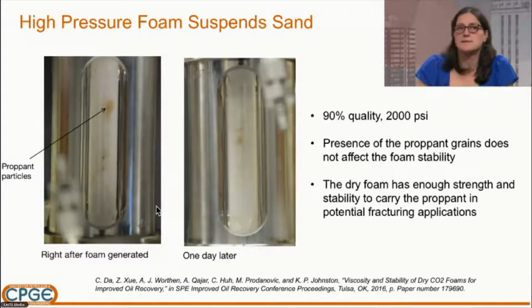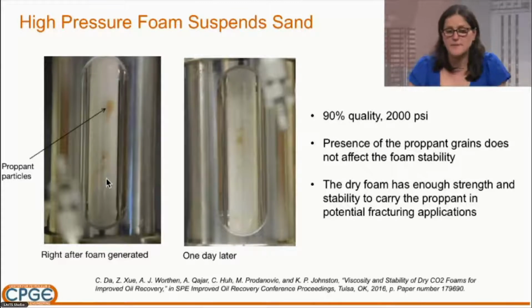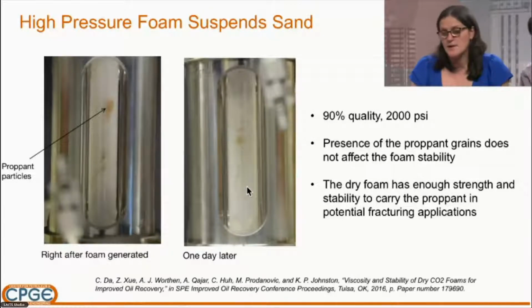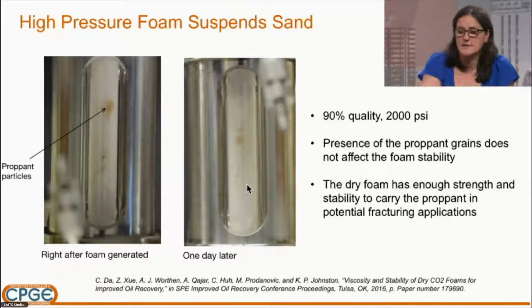Now, we haven't tested this in the field, but we are wondering, okay, we have these stable foams. Are they still stable in the presence of sand? We use a sapphire cell for this. This is a 90% quality foam that has the synergy of all of the surfactant, polymer, and nanoparticles. The sapphire cell was at 2000 psi, and right after the foam is generated and we introduce the sand, we literally flip the sapphire cell over and see what happens. Essentially, the sand stops moving really quickly, and even one day later it stays there, stable. So the proppant grains will not affect this foam stability, as far as we can see in the lab right now.